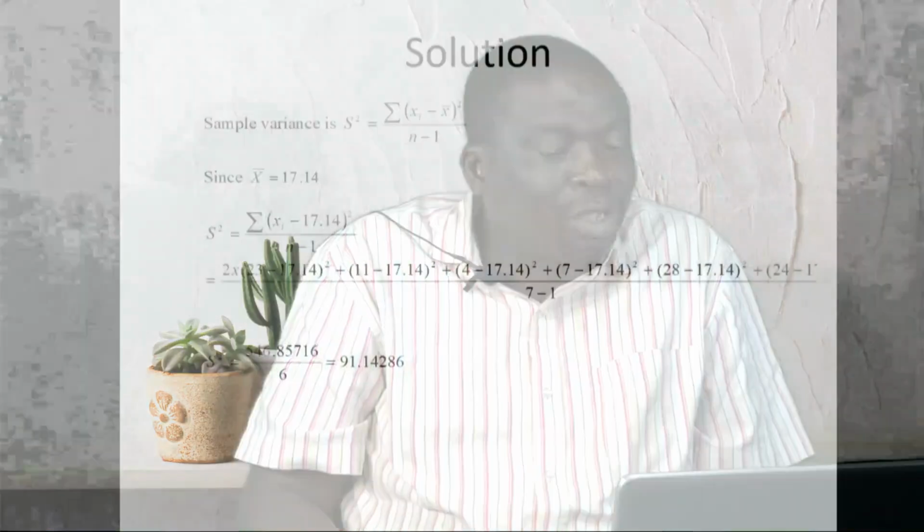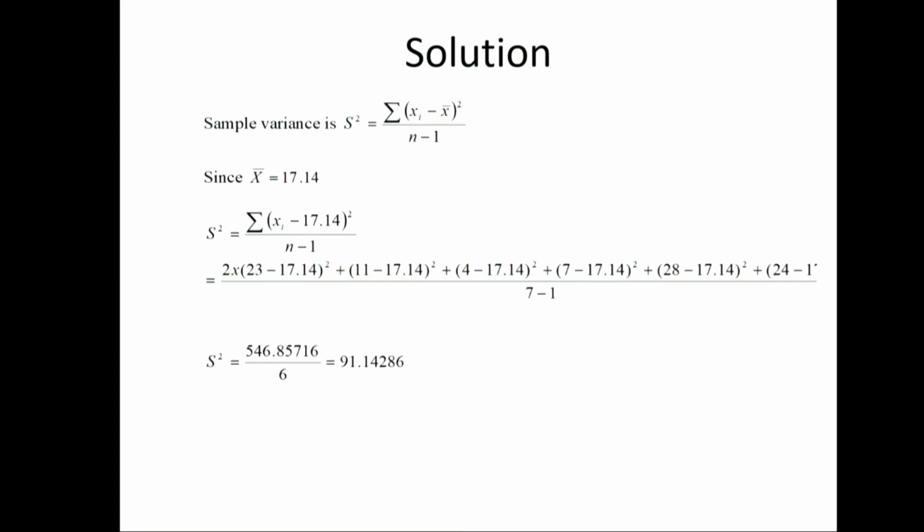We don't need to put whether population or sample. The moment we put that sign, you should know which one we are asking for. So you should take note of that. Since our x bar is 17.14, the sample variance, which is s square, will be the sum of xi minus 17.14 squared, divided by n minus 1.